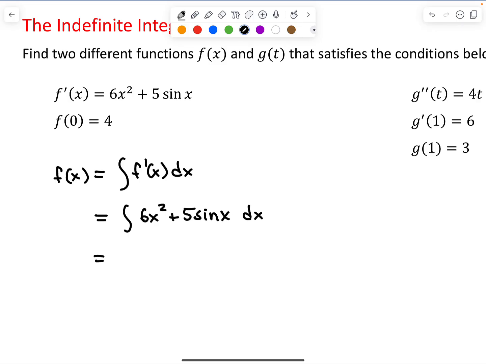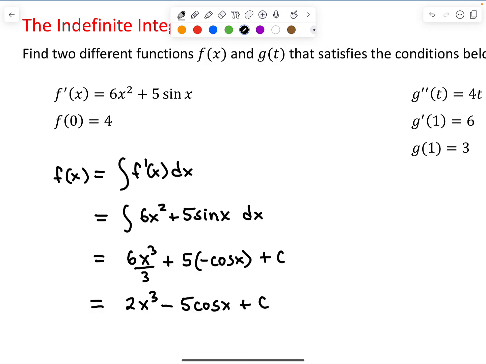And we can integrate term by term. So the 6 will stay. Using the power rule on x squared, that becomes x cubed divided by 3, plus the 5 stays, and the integral of sine is negative cosine. And then we have plus c. So simplifying, 6 divided by 3 is just 2 times x cubed, and then minus 5 cosine of x plus c. And all of these are f of x.